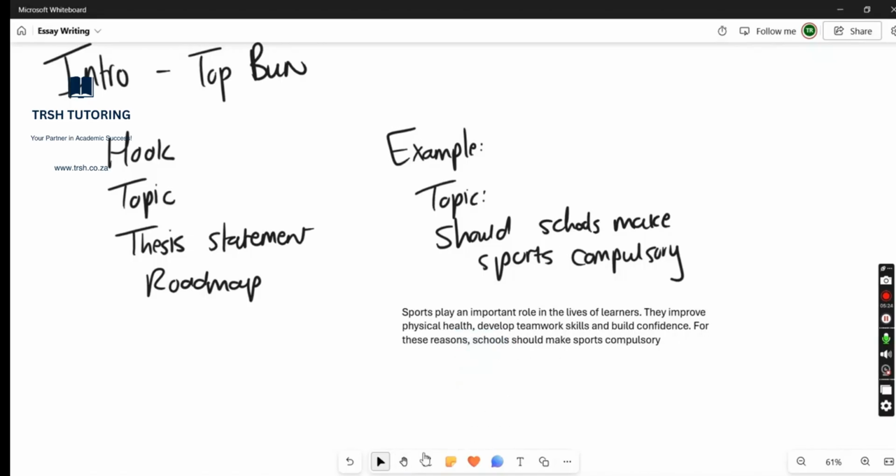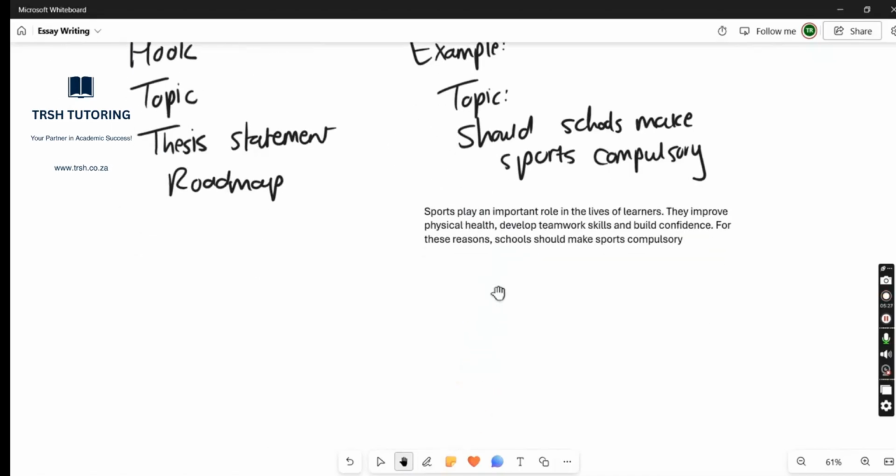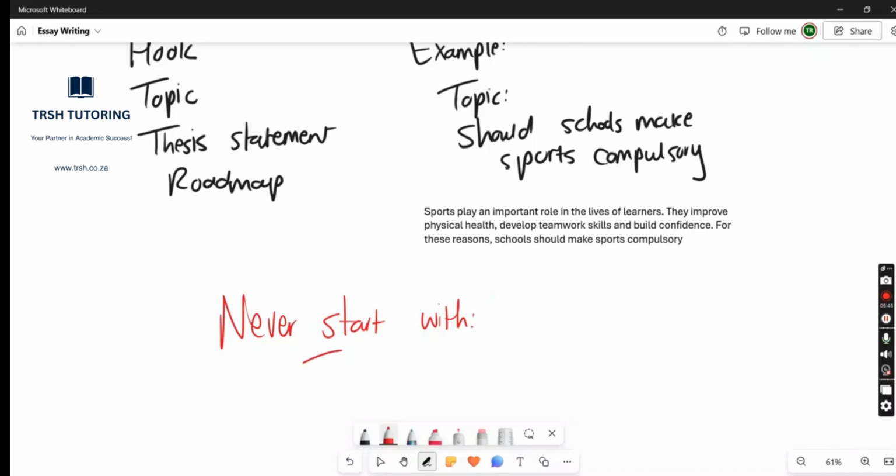Another thing is whenever we're looking at the introduction, you should never, and when I say never, I mean please, please, please don't do this. Just connect my pen quickly. Never start with the following statement: this essay is about blah, blah, blah. Don't do that. Do not do that. Don't go and say, this essay is about whether or not schools should make sports compulsory.